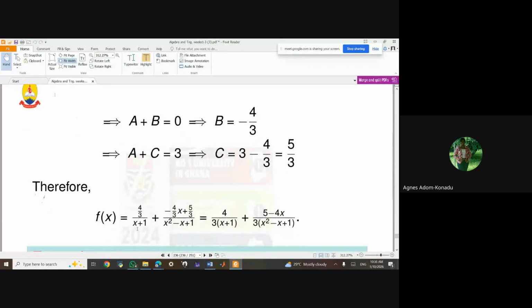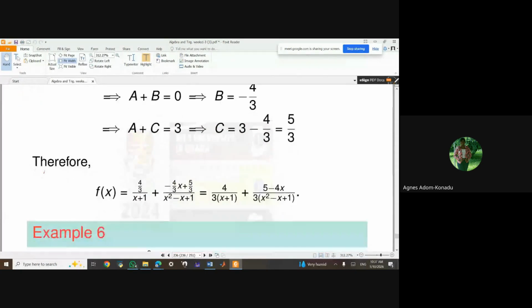So when I write it again, I'm going to get my A is 4 on 3, all divided by S plus 1, plus my B is minus 4 on 3, then I multiply it by S, plus my C is 5 on 3, which is the same as 4 over 3 (S plus 1) plus... So because this is negative, I want to bring the 5 first. So I have 5 minus 4S, divided by 3 into that. So that's it.